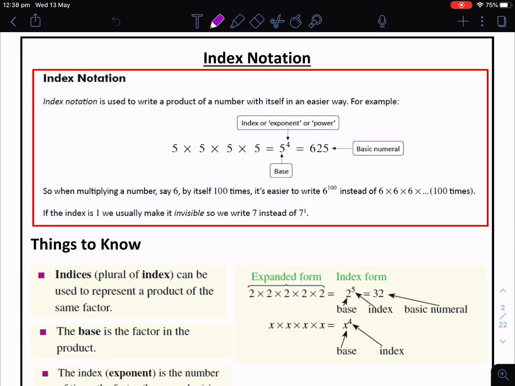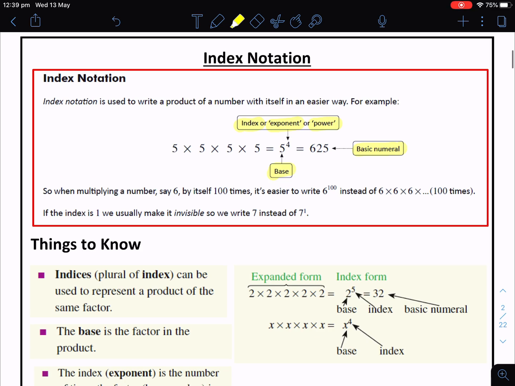Index notation is used to write the product of a number with itself. We do this in an easy way by using an index. We can either call it index, exponent, or power, so it's known as all three of those terms. We have other parts of our index notation, where we have our base number, and then our answer to the index notation after we've used our calculator or our brain is called the basic numeral. So these are all the parts of our index notation that we need to know.